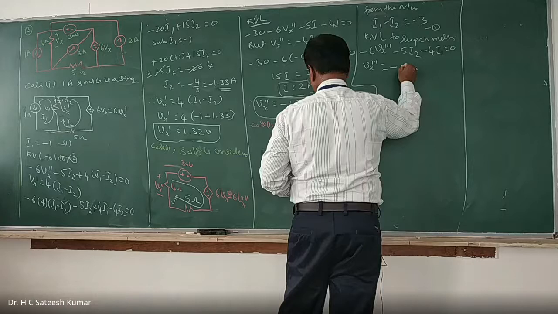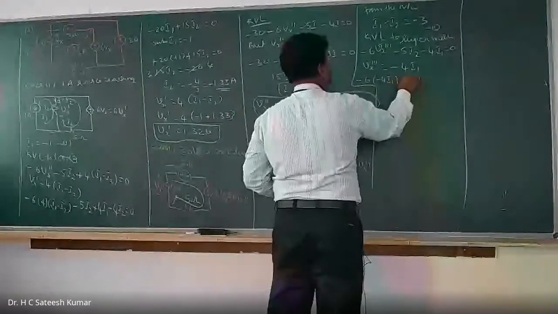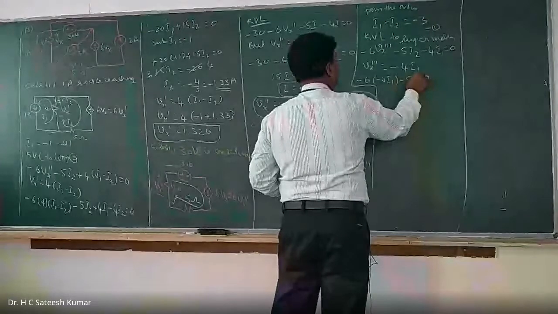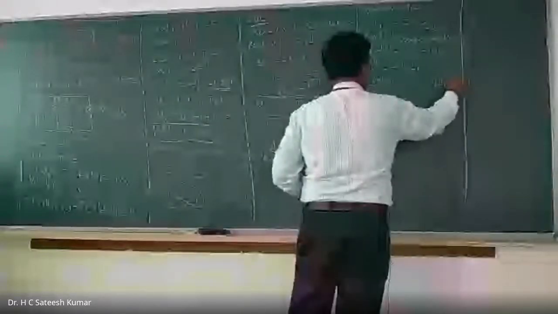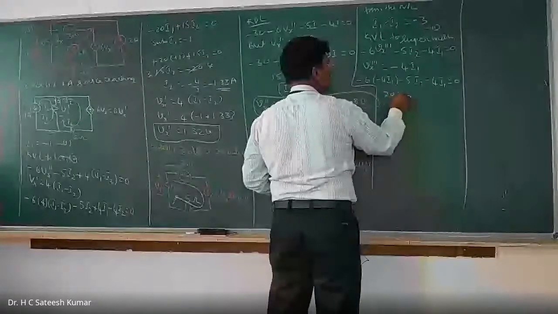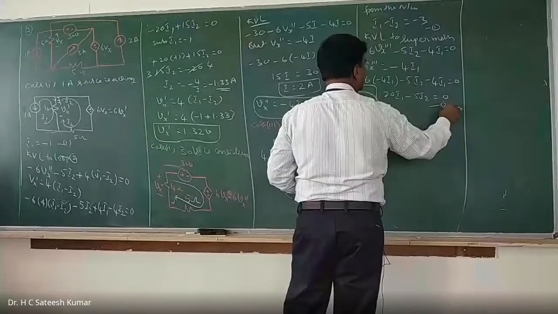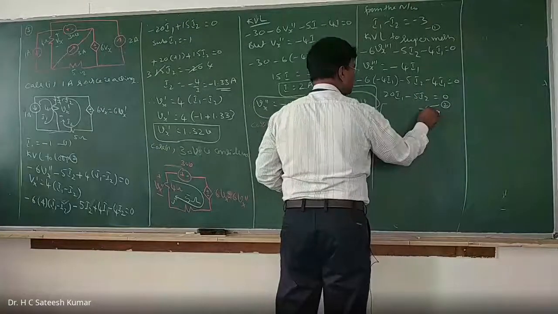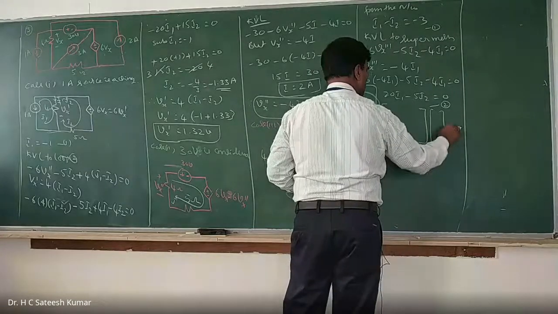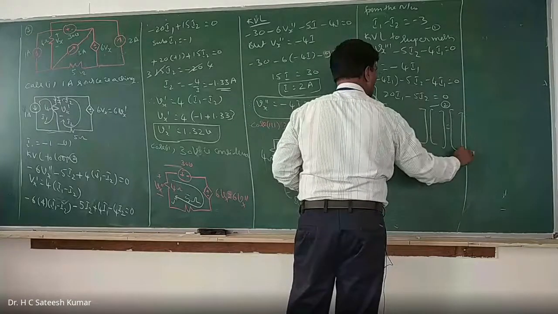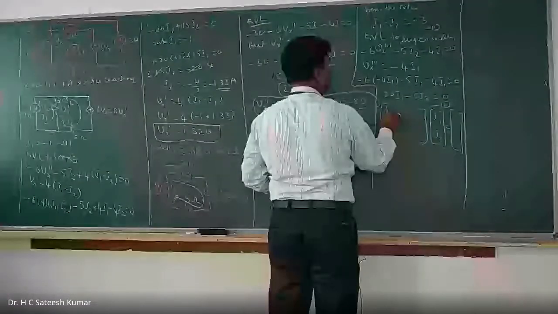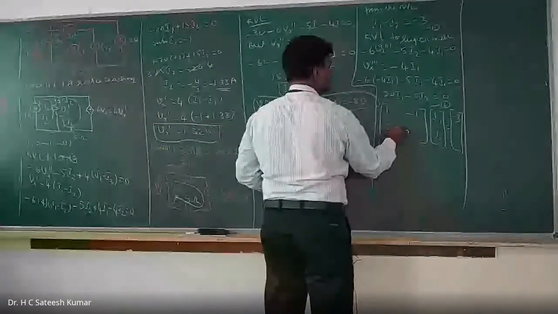Therefore, minus 4 into I1, substitute. Minus 6 into minus 4 I1, minus 5 I2, minus 4 I1 is equal to 0. So 24 I1 minus 4 I1 is 20 I1, minus 5 I2 is equal to 0. Call this equation number 2. Go for the matrix and solve for I1 and I2.